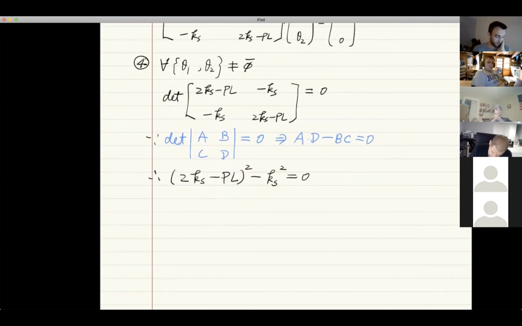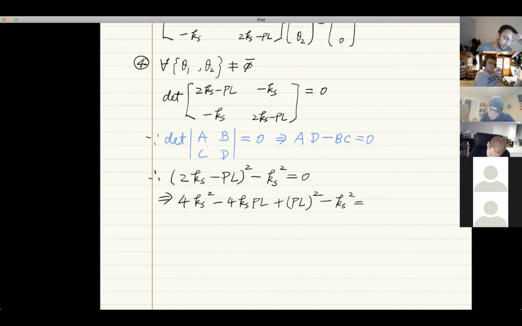And then what we're going to do is just to expand this. So the following, of course, you know how to do it, but I will just write the math so you can also practice this. Of course, this square term will be expanded to be 4ks squared minus 4ks PL plus PL, the whole thing squared, minus ks squared to be 0. Right? And of course, that will become 3ks squared minus 4ks times PL plus P times L squared, the whole thing.